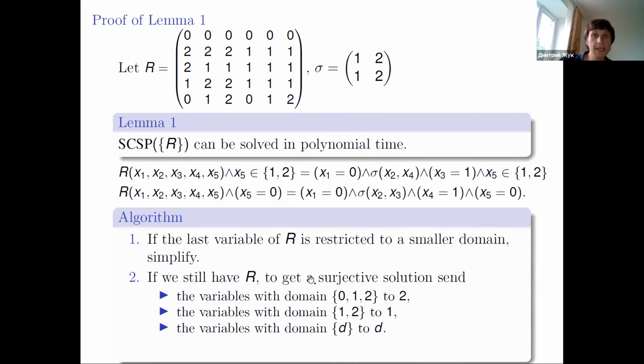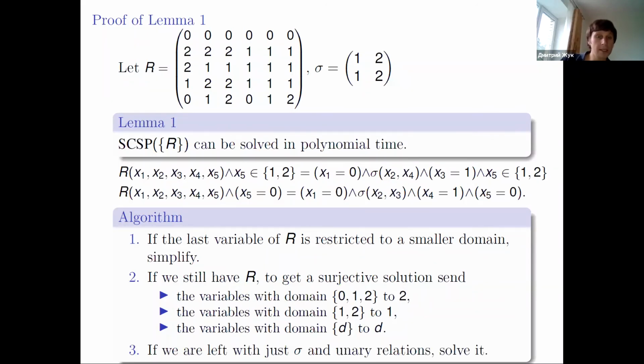So the key idea is that if you look at the relation, then we have many tuples with 1, 1, 1. So almost always I can put 1, 1, 1 for the second, third, and fourth variable. So if we still have R, then we can easily get a surjective solution.